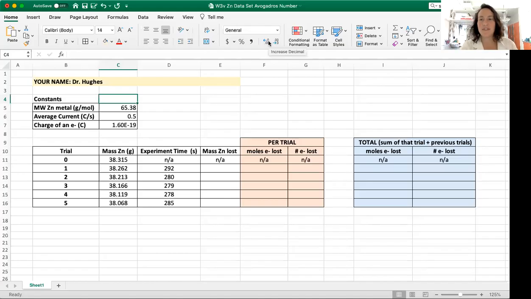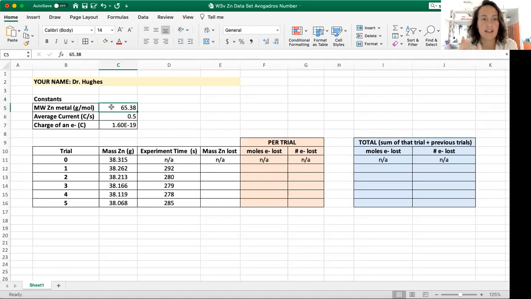Hi everyone, with this video I'm going to walk through a sample data set on how to use Excel to create a graph for Avogadro's number experiment. My sample set will be zinc, your sample set is copper, so there's a few different things about my sample set here than there are yours.